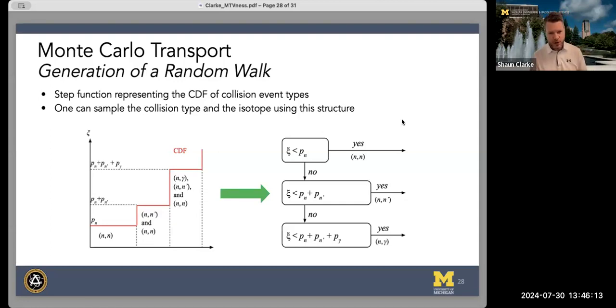But this illustrates how we can use random sampling to sample each of these physical quantities, right? Isotropic direction, distance governed by a cross-section, reaction types governed by partial cross-sections. These are all physical parameters that we can take and create a series of Monte Carlo sampled realities.